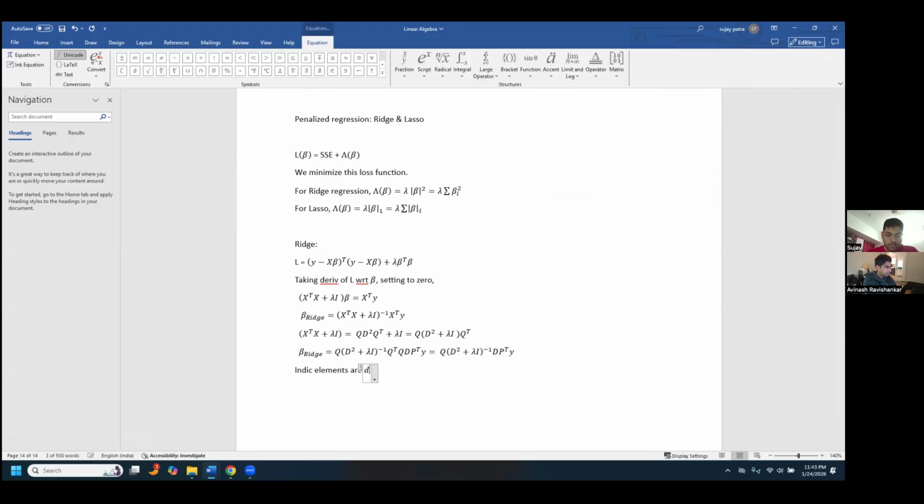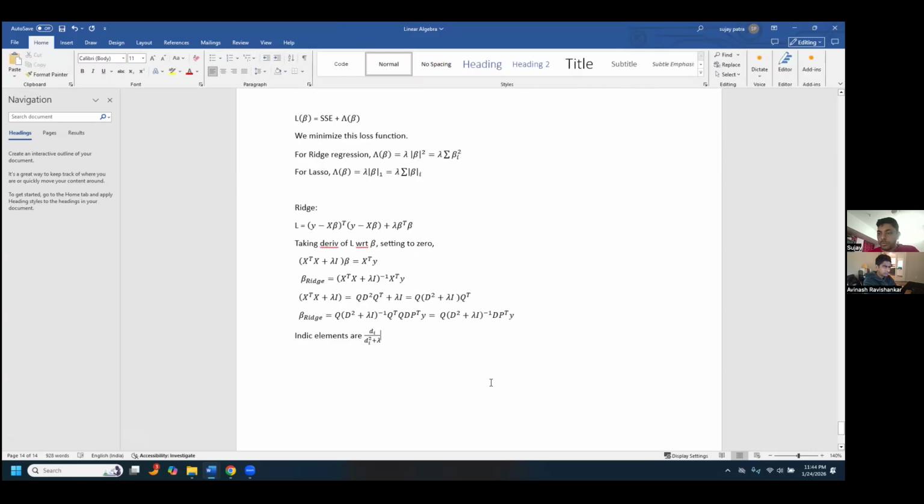So the individual elements are di divided by di squared plus lambda. Now suppose your di was very small, which is the situation we talked about. If di is very small, without the lambda you have 1 over di, which will be large. Suppose I fix lambda to be 1. Now, if my di is large, let's say 100, then it will be 100 over 100 squared plus 1. 100 squared plus 1 is almost 100 squared; the plus 1 will not do anything there. So the value will be very close to 1 over di.